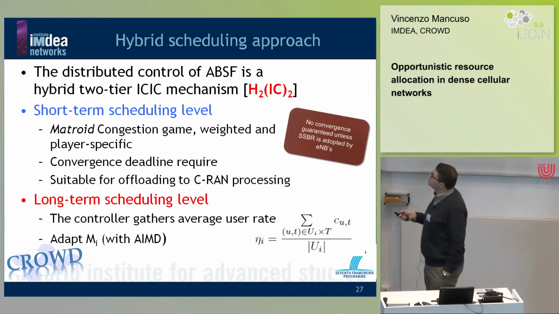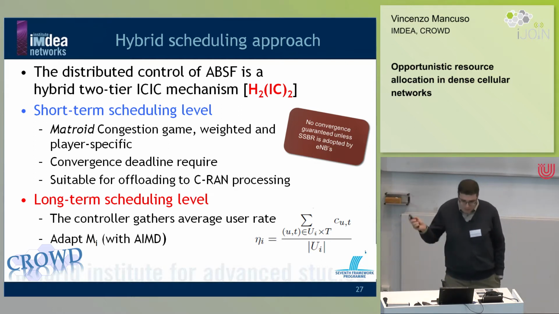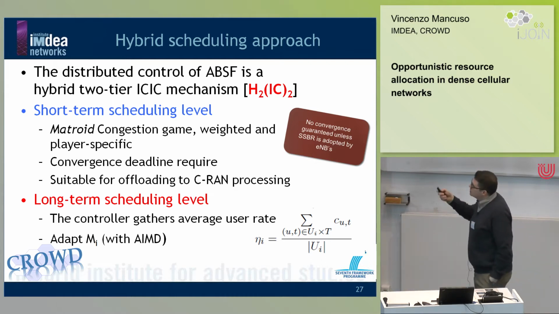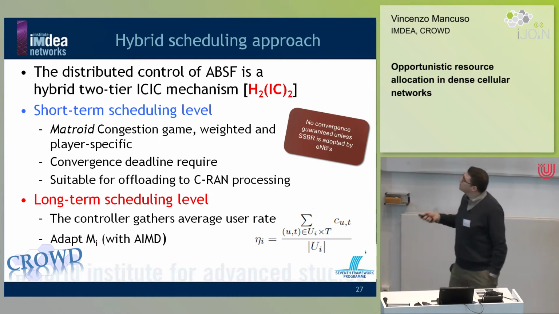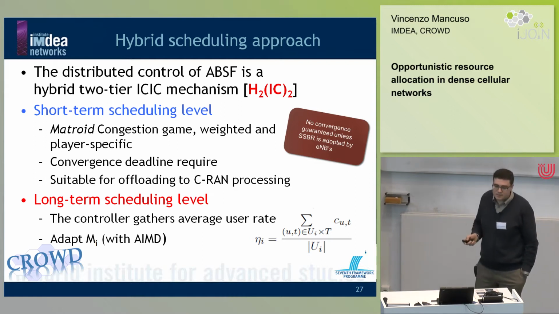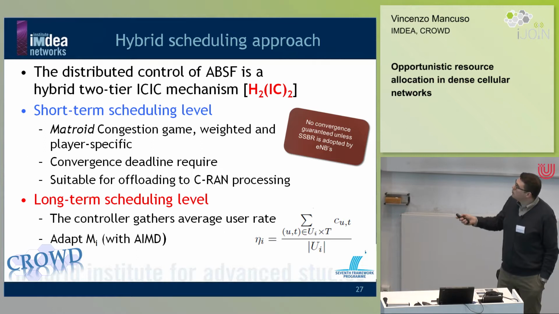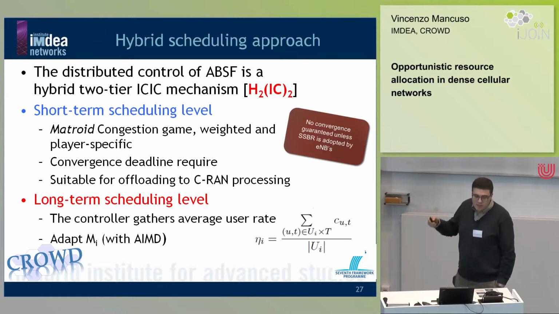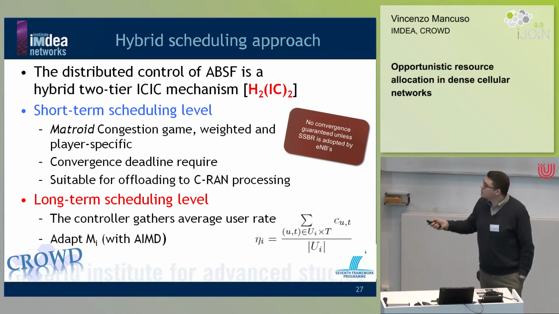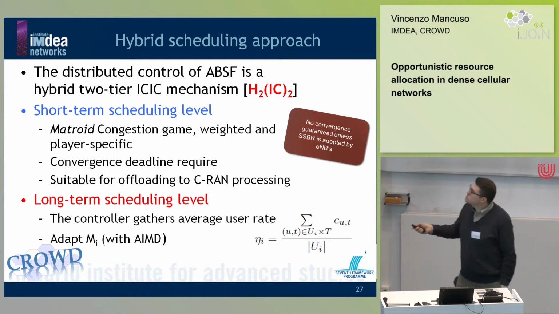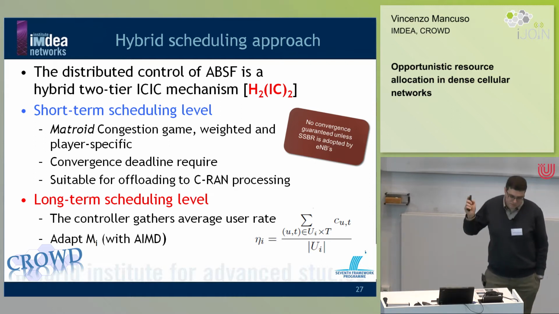We have a heuristic to do this process with a game theory-based approach. We showed that this is a matroid congestion game, weighted and player-specific, and so on, not really important. And we can split the problem into two scheduling problems. One is short-term scheduling, which is the base station taking the decision, and the other is the long-term scheduling level, which is the controller deciding and adapting the number of transmission opportunities, of TTIs, to be allowed for each base station, for which we use an additive increase, multiplicative decrease approach, basically.